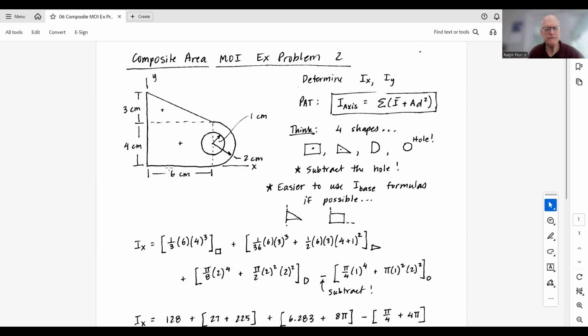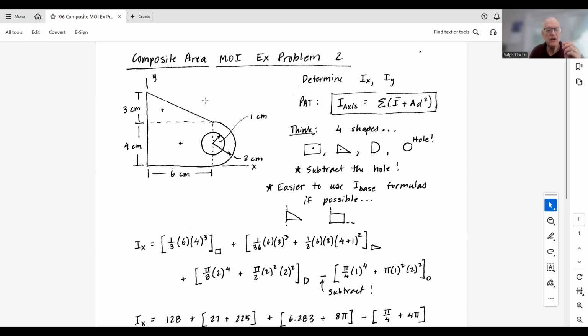So about the x-axis, I like to group them term by term, and sometimes I actually draw a picture with each term that helps me realize which term is which for double checking purposes and for completeness purposes. So about the x-axis, if you start with the rectangle, its base is 6 and its height is 4, and the I-base formula for a rectangle is 1/3 base times height cubed. So 1/3, 6, 4 cubed.